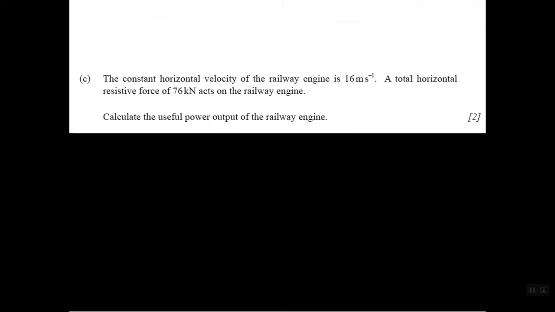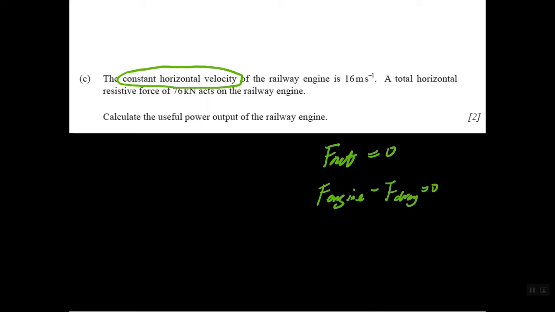So the constant horizontal velocity of the railway engine is 16 meters per second. A total horizontal resistive force of 76 kilonewton acts on the railway engine. Calculate the useful power output of the railway engine. As we know, it has a constant horizontal velocity, which means the net force equals 0. That means engine force minus the drag force equals 0. Here the drag force, or resistive force, is 76 kilonewton, which means the engine force also equals 76 kilonewton.